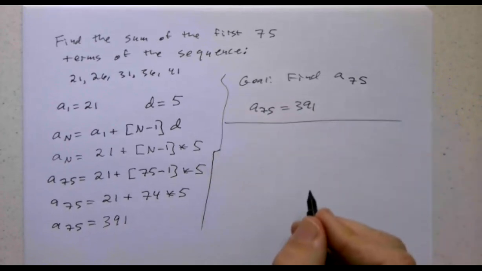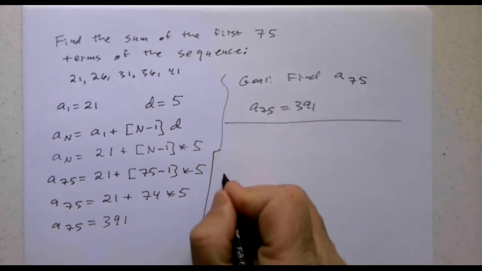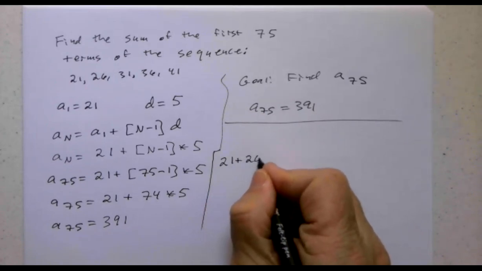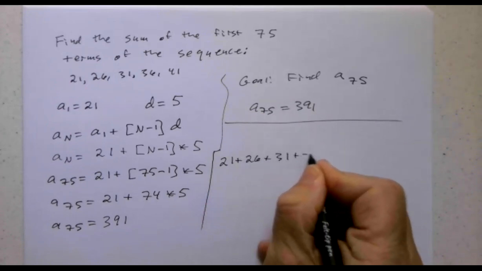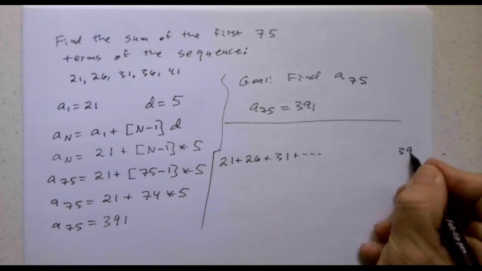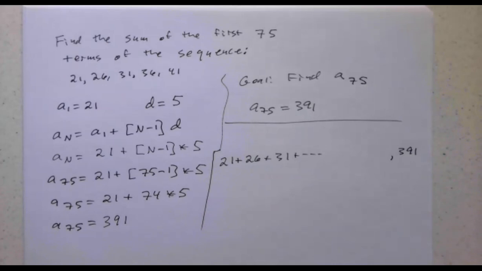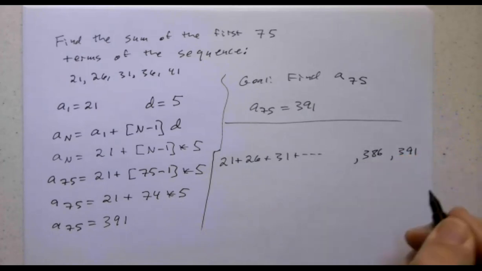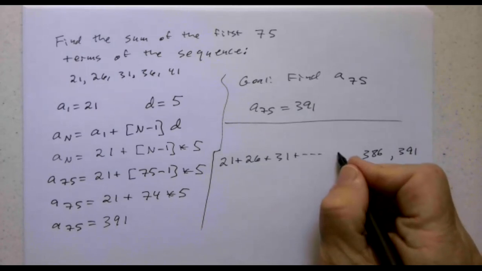Now, how am I going to find the total? I always like to play first and last. So my first term is 21. My second term is 26. My third term is 31. My last term is 391. What's the one before that? Well, the common difference is 5. 391 minus 5, the one before that would be 386. And the one before that, 5 fewer, would be 381.